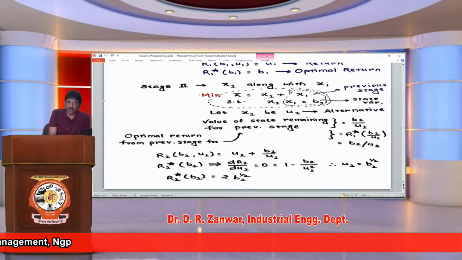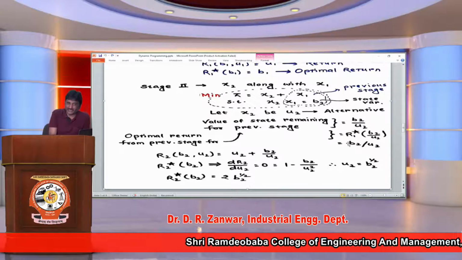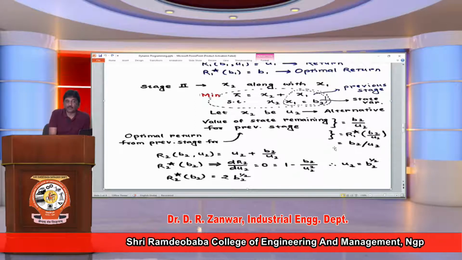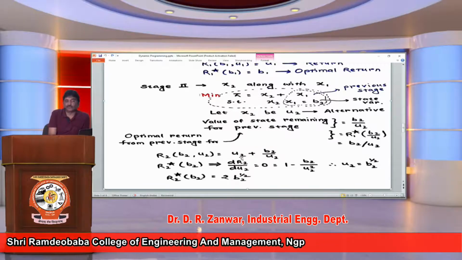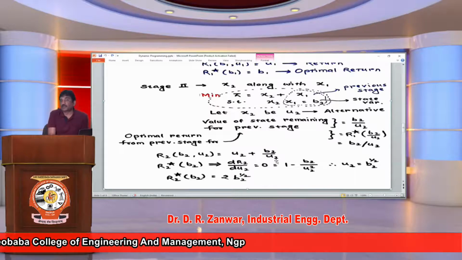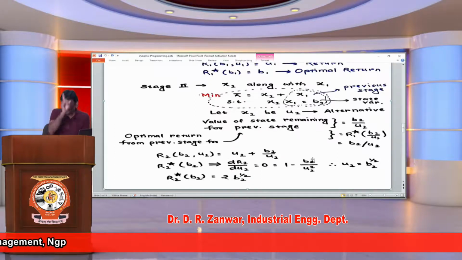Plus, now the optimal return for remaining value of state for previous stage. Okay, so we have established that the optimal return for remaining value of state for previous stage is f1 of b2 by u2. So r2 for b2, u2 comes out to be u2 plus b2 by u2, right? Now we want to find the minimum for this. In our earlier problem, it was the maximum we were finding.